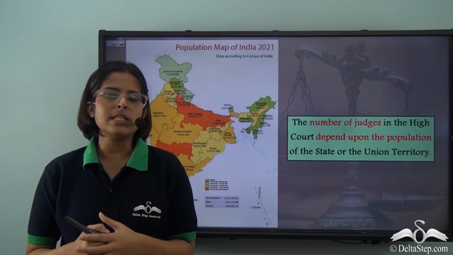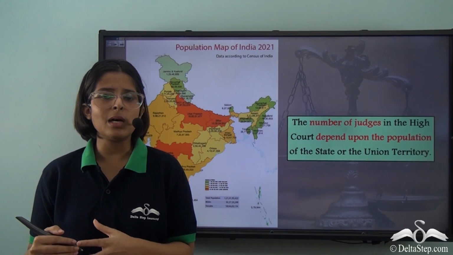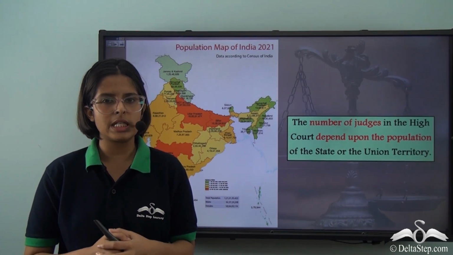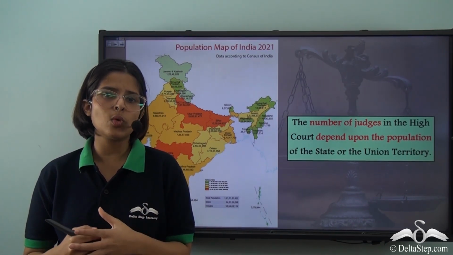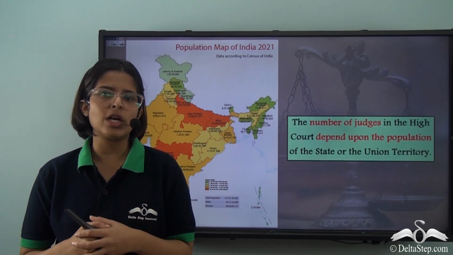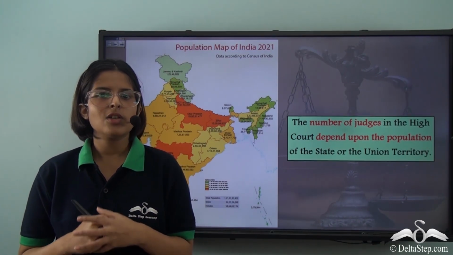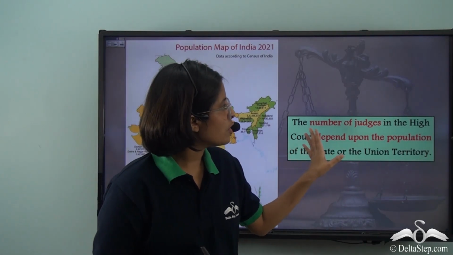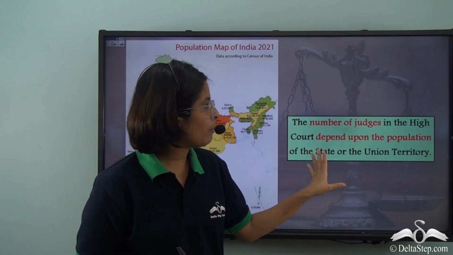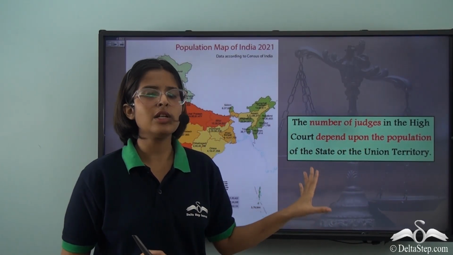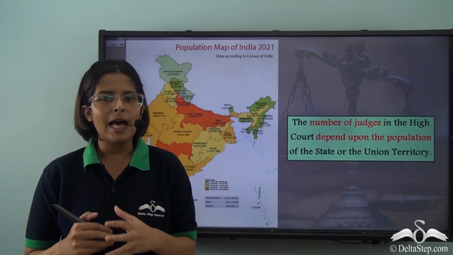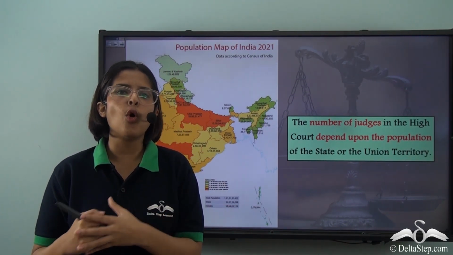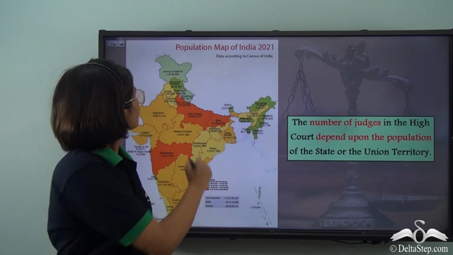Also, as we have seen, one High Court might be set up for 2 or more states or union territories, and the High Courts in those areas need more judges than the other states. So that is why the number of judges in the High Court depends upon the population of the state or union territory, and it's not the same across all the High Courts of the country.